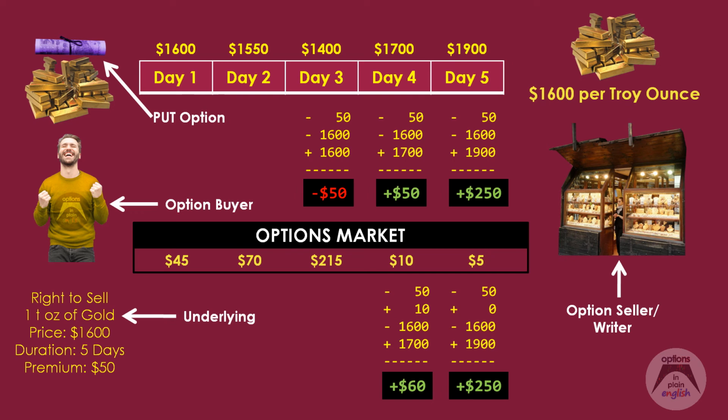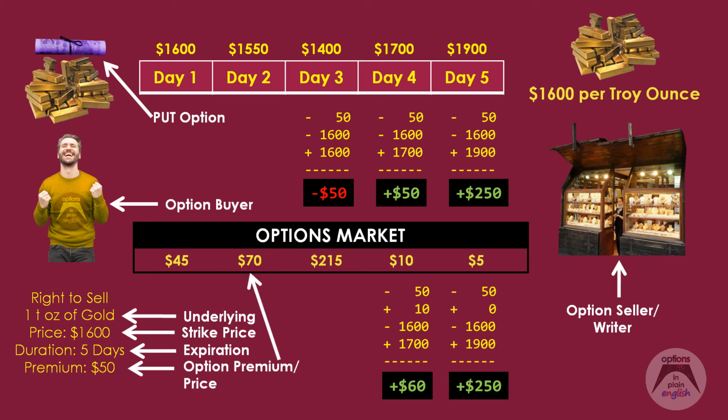The gold, the 1 troy ounce of gold, is called the underlying. The $1,600 that was the prearranged price is called a strike price. The duration that this contract was valid for, on the day that it expires, this is the expiration. This is how long this is going to be valid for. And the price of the premium, or the option price or option premium itself, is how much the contract itself is worth. And this is what's trading in the options market, and basically the initial transaction as well.